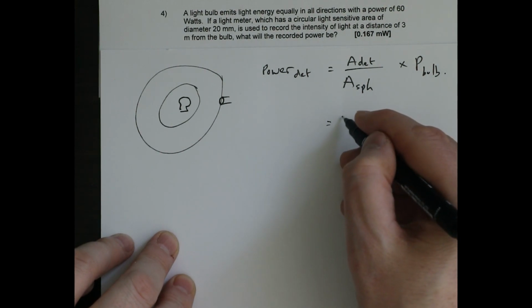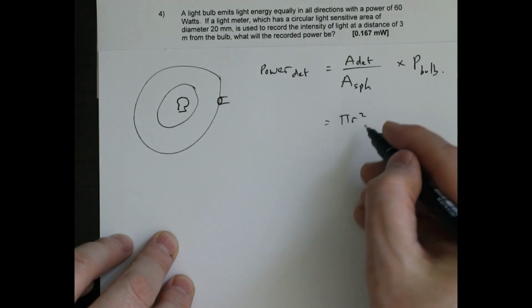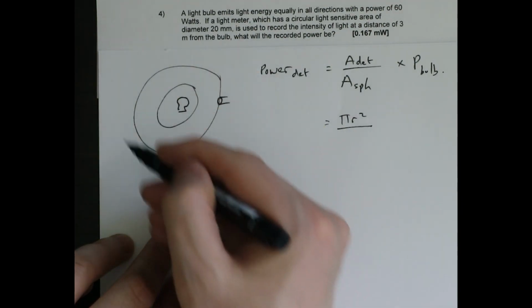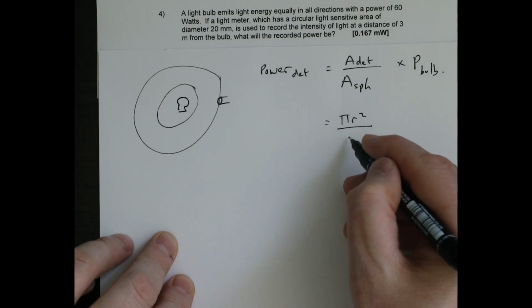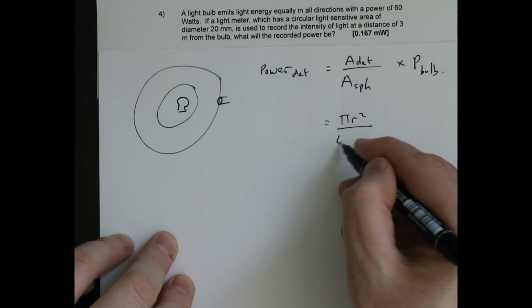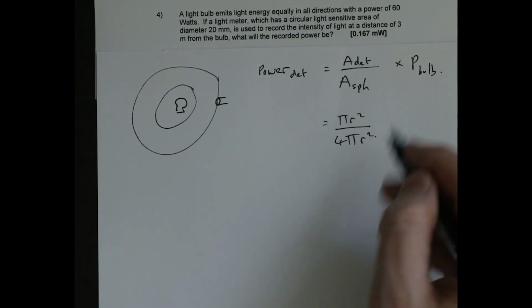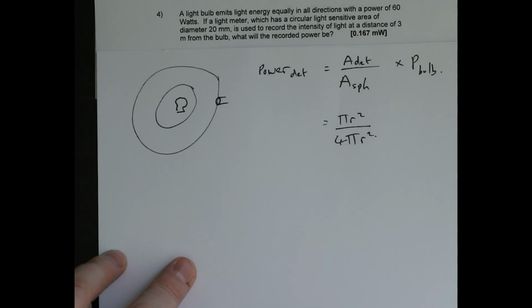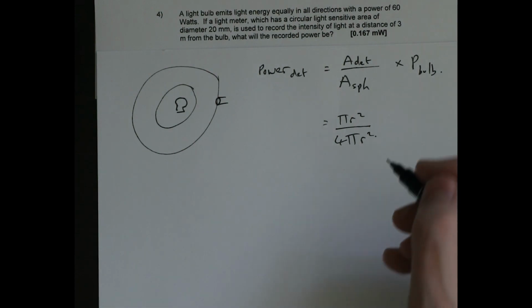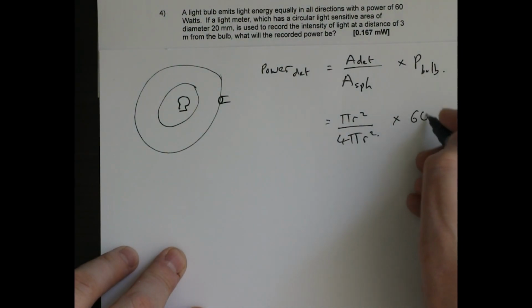That's going to be equal to pi r squared, which is the circular area of that detector, divided by the surface area of this sphere, which is going to be 4 pi r squared, where r is the full radius of the sphere. So that's the equation that we need to use, and we need to multiply that by the power of our bulb, which we've already been told is 60 watts.